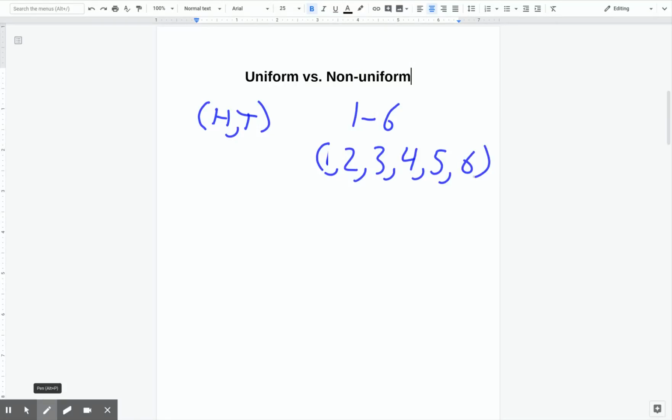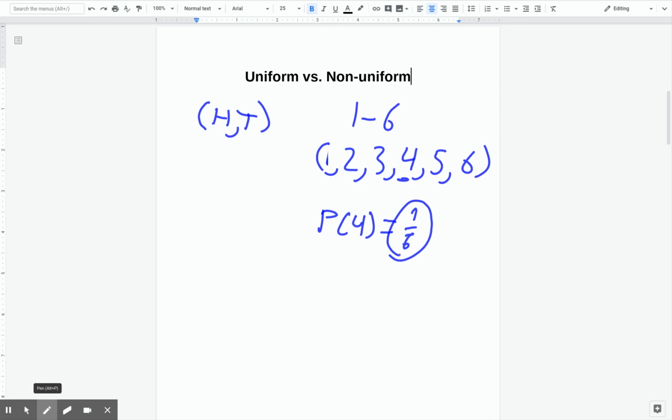Now when we roll the die, if I wanted to know, for example, the probability of getting a 4, that's going to be 1 out of 6. Each number is going to have the same probability of 1 out of 6, and so they're all equally likely. So that means that is a uniform distribution.